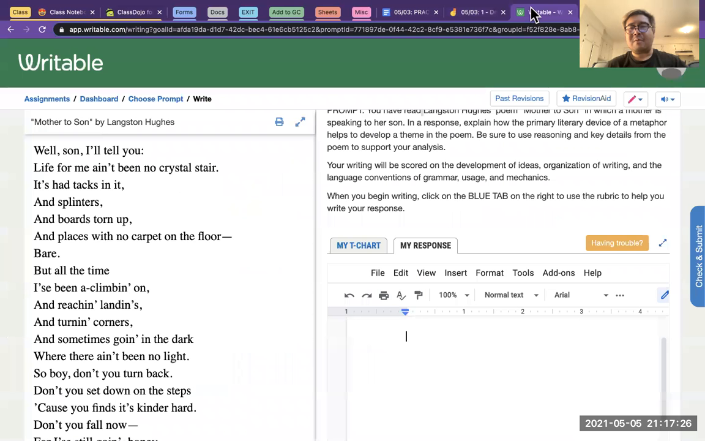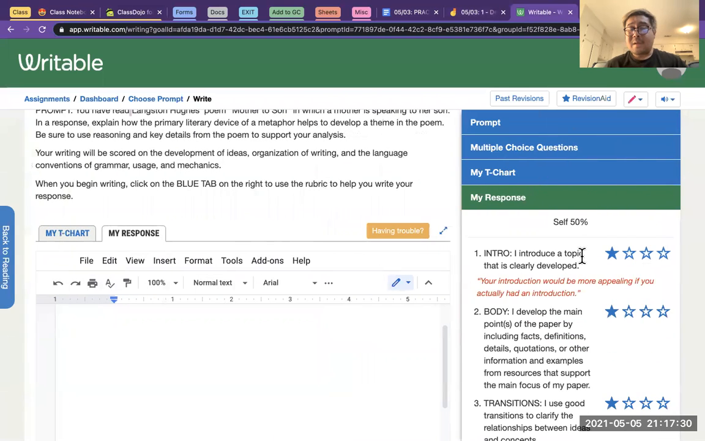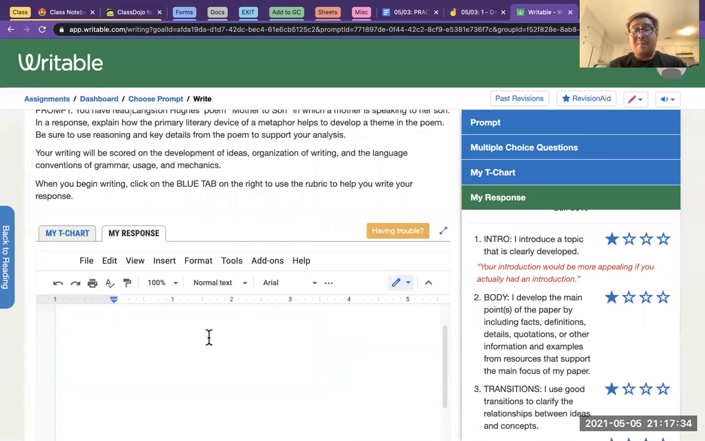I have to explain how literary device of metaphor helps develop theme in the poem. Lord, I have no clue how to start that. Click on the blue thing. Look at your response, right? So I would start here because at least, even if I don't have a clue what I have to explain or how I'm going to explain it, I can start by setting up the skeleton or the outline of my response. So here's an intro.